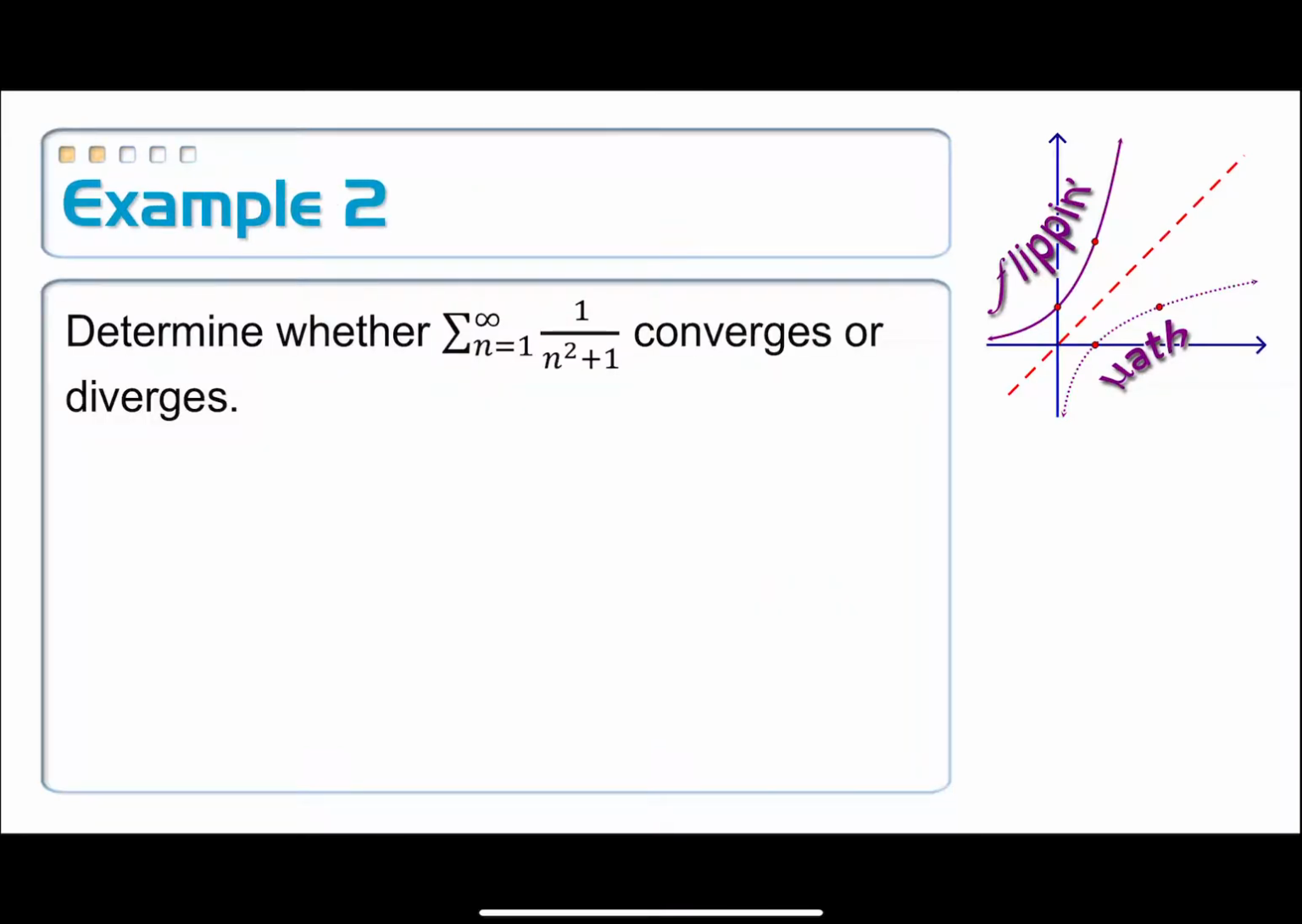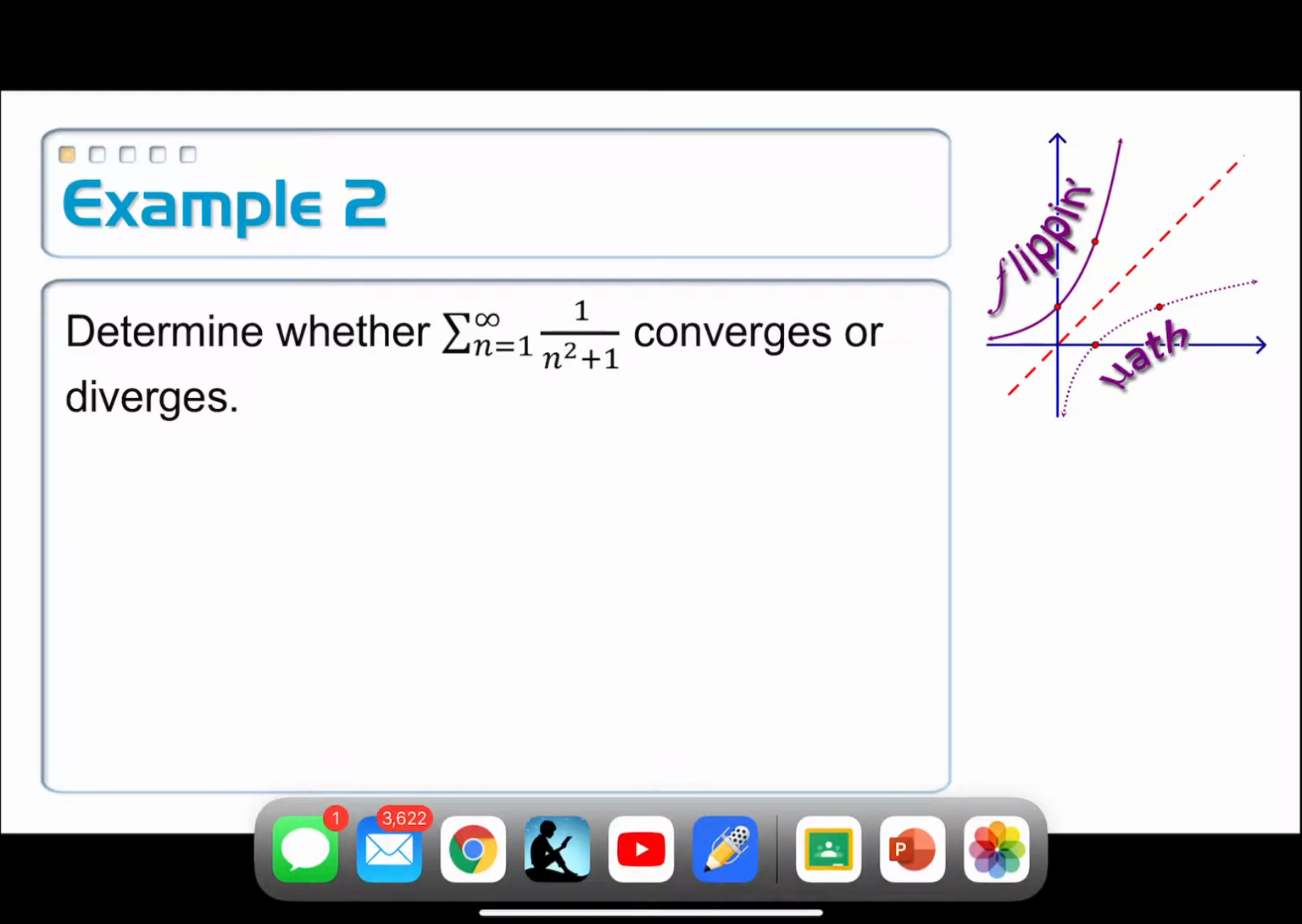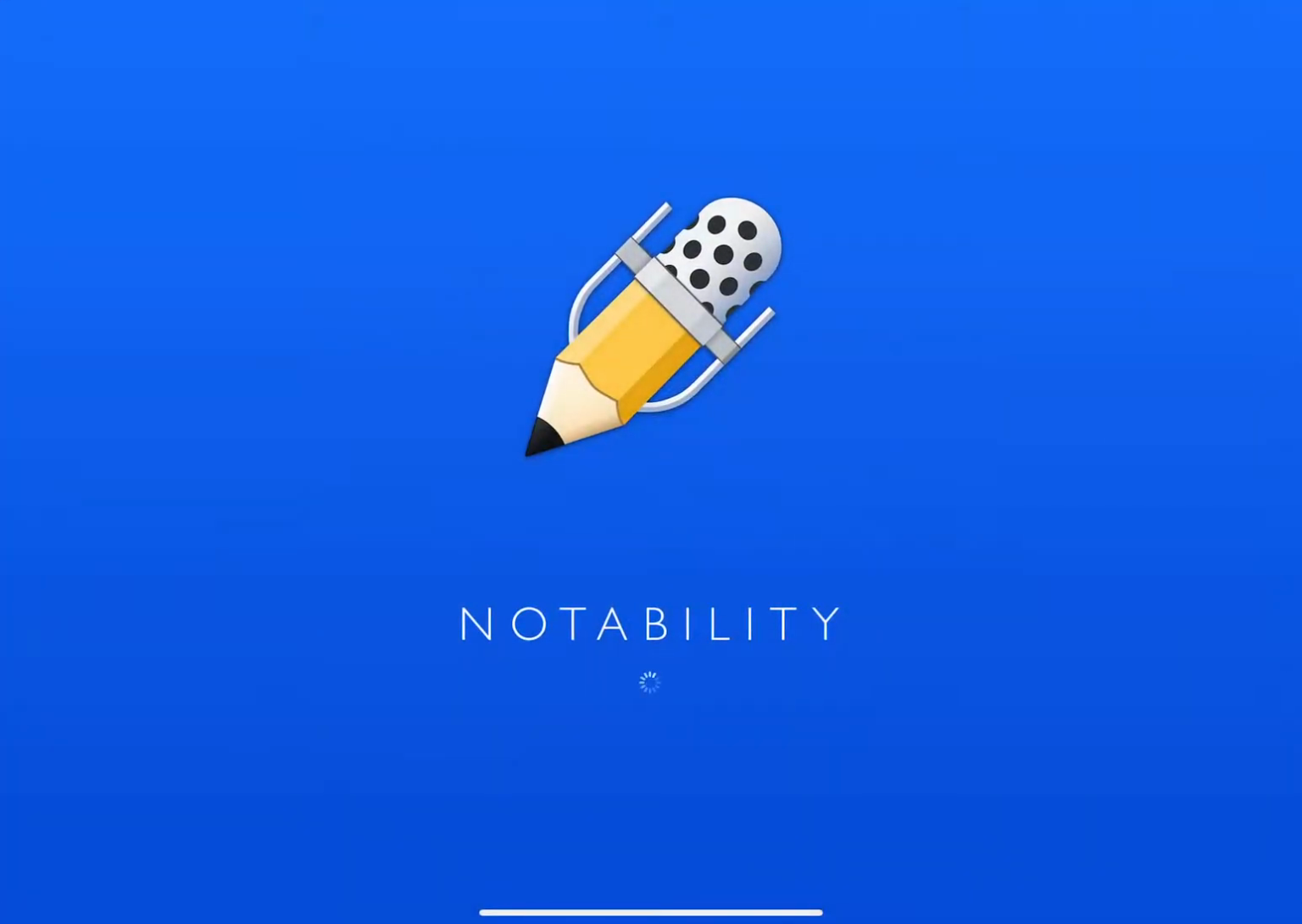Example 2: determine whether the series sum from n equals 1 to infinity of 1 over n squared plus 1 converges or diverges. Well, it looks like this one's a pretty good candidate for the integral test. It almost looks like arctangent, right? Think of that as 1 over x squared plus 1. Arctangent, well, it's not always positive. However, it is positive where we need it to be positive, as we'll see here.